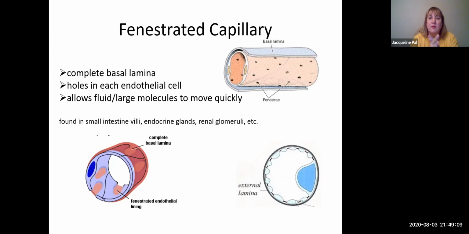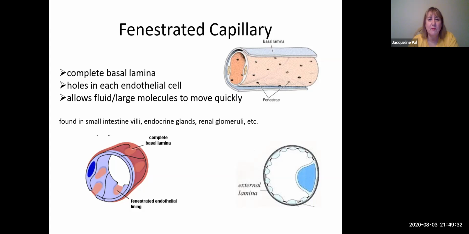So we find it in places where we have lots of fluid movement, such as in our small intestine, in our kidneys for fluid, and also in our endocrine glands where we have all those hormones which we need to dump out of the bloodstream into their target organs. That's the second type of capillary.